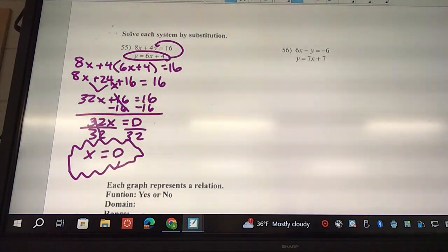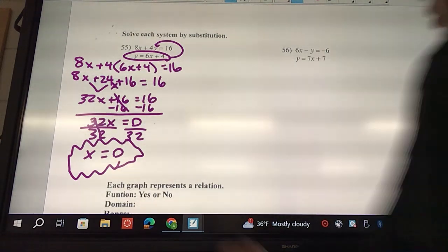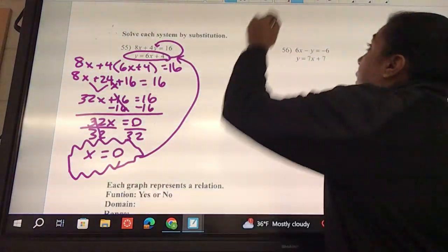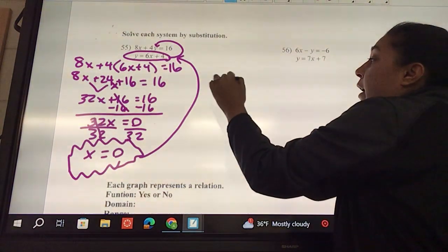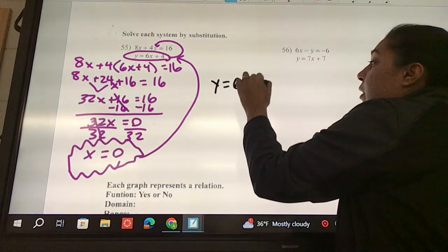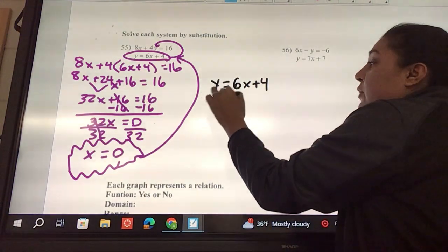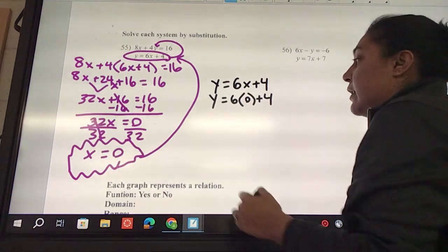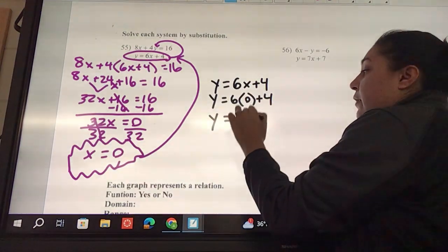From here, we're going to plug this in, and I would draw all these arrows for yourself, plug it up there. So it's going to look like y equals 6x plus 4, and instead of the x, what am I putting? 0. I can plug this into my calculator, and it gives me a 4.